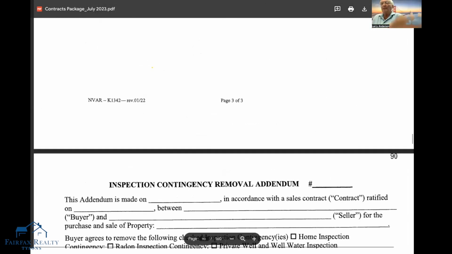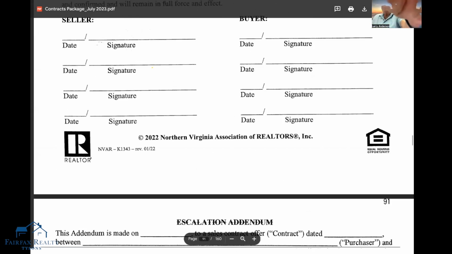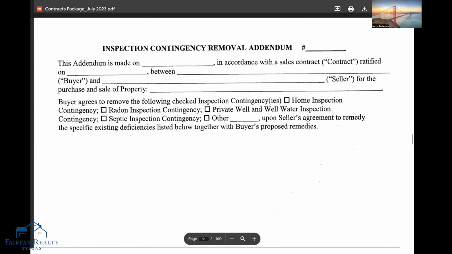Okay. And this is form K1343 NVAR. So if they're going to remove the contingency by asking for stuff to be done, this would be the form. You can use it multiple times. So it might be addendum 1, addendum 2, because you could remove the home inspection contingency, later remove the radon or well and septic, etc.